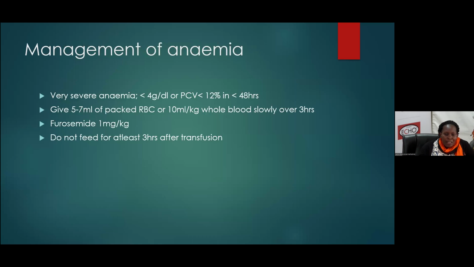Just like the case we had, children with malnutrition can present with severe anemia, and this is defined as Hb less than 4 grams per deciliter, and this should be in less than 48 hours of admission. If you have a child with Hb of less than 4 grams per deciliter and you want to transfuse them, if you're using packed red blood cells, you're going to use 5 to 7 mils, or 10 mils per kg of whole blood. And this should be done very slowly over 3 hours.